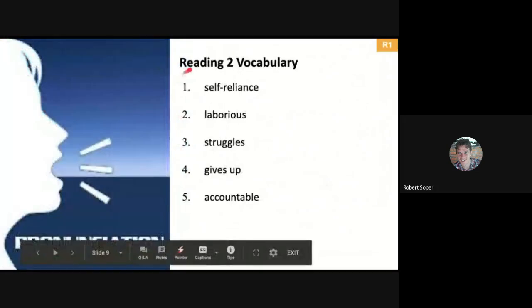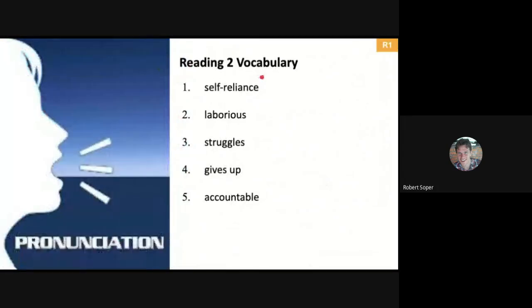Okay, let's move on to these different vocabulary words. Again, we're going to quickly work on the pronunciation of these 5 words. Then after that, we're going to press ahead and look at how some of these words are used, think a bit more about their meaning, and maybe do a few exercises with these words. Okay, let's work on pronunciation.